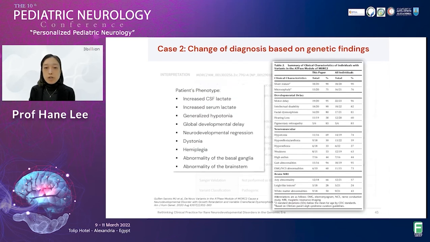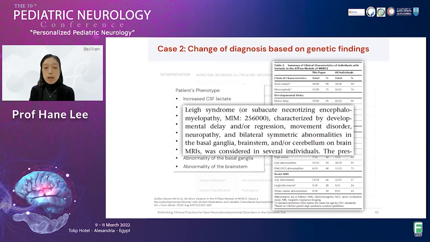On the left is our patient's phenotype, and on the right is the summary table from this paper. You can see that most of the patients had more than CMT, with many of the symptoms overlapping with our patient's phenotype. Also to note is that many patients in the paper had Leigh-like syndromes as well. And if you remember, our patient also had these symptoms and even received a genetic test for Leigh syndrome.